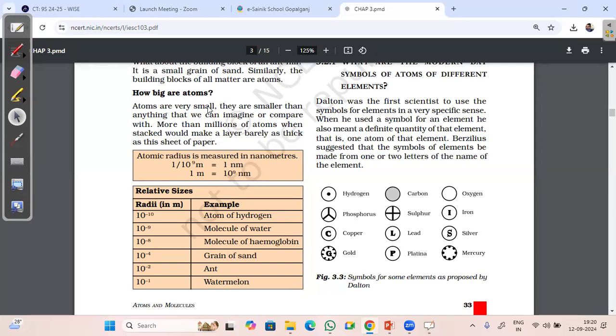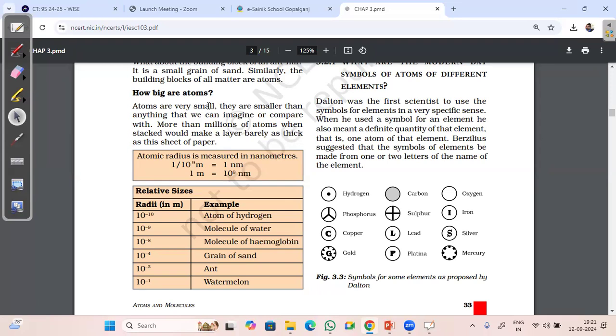So over that time, Dalton had made different symbols for different atoms. Like here, you can see the different symbols. For hydrogen, the symbol used was a circle and a dot. For carbon, the symbol was a complete circle filled in color. Oxygen was a blank space. Then you had phosphorus, sulfur. You could assume how hard chemistry would have been at that time, remembering these symbols.